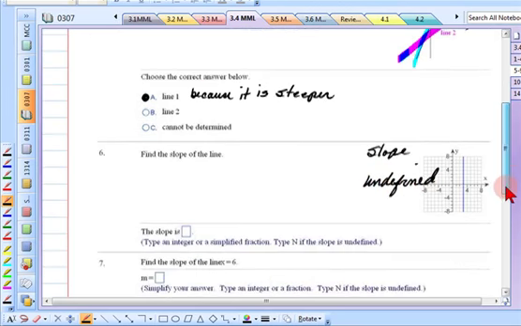If we were to look at the way we write the answer to this, let me scoot up. It's actually right here. It says the slope is, type an integer or simplified fraction, type n if the slope is undefined. So for this particular question, we would have typed in letter n. You don't type in vertical and you don't write the word undefined, you just do an n.